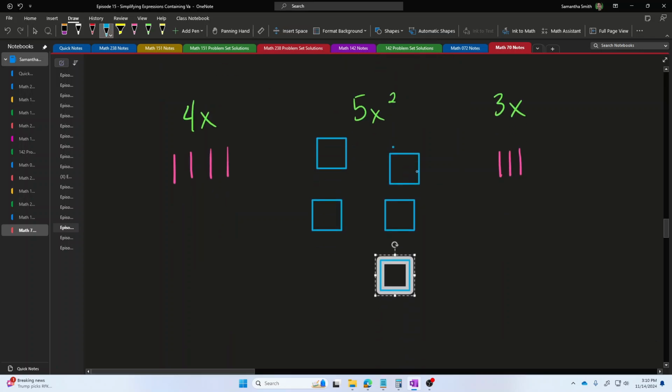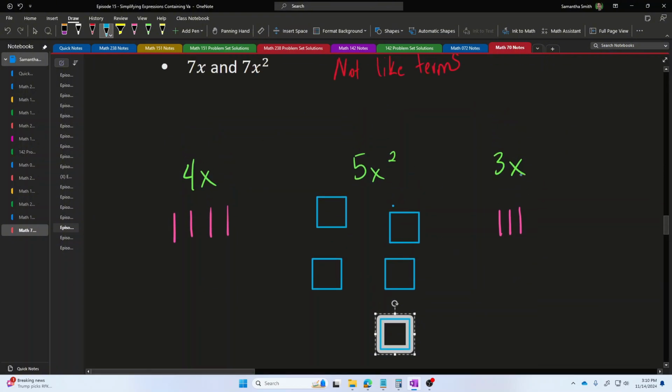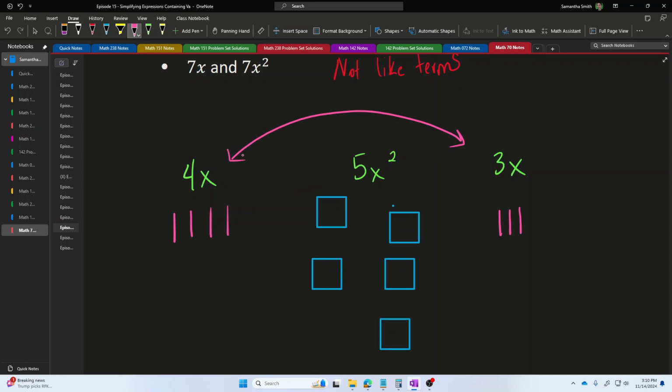If I think about 5x squared as a pile of 5 squares, then visually I can see that it doesn't make sense to combine this pile with a pile of 4 line segments or a pile of 3 line segments, because these are not similar piles of similar objects. However, it would make sense to combine this pile of 4 sticks with this pile of 3 sticks. Those are similar objects, so I could put them into a single pile containing 7 sticks, or 7x in total.